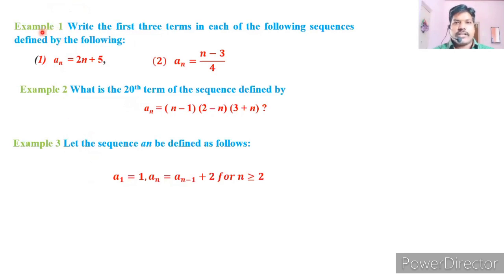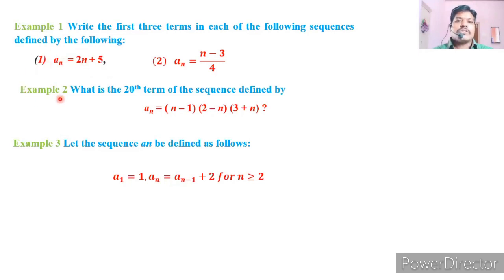So what is the first question? Write the first 3 terms in the following sequences. They have given that the nth term a(n) is equal to 2n plus 5, and a(n) is equal to (n minus 3) by 4. They are asking for 3 terms: n is equal to 1, n is equal to 2, n is equal to 3. Just replace the values and you will get the first 3 terms.